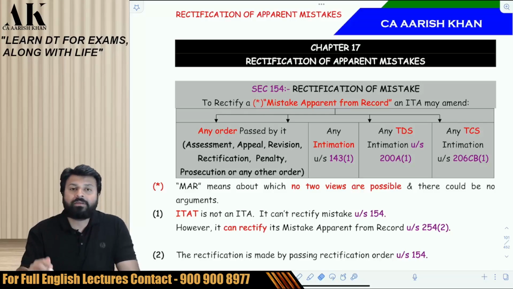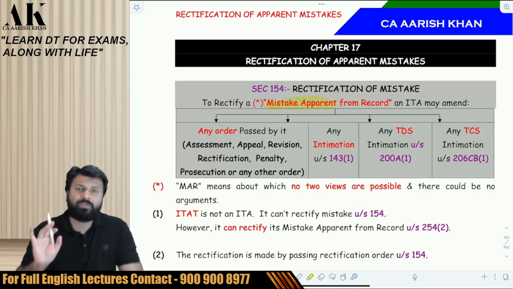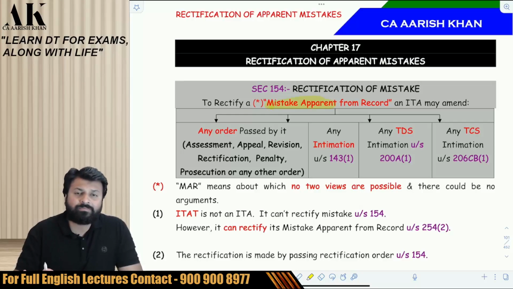If there is an apparent mistake made by the department itself, then the department also can go for what? Rectification of an apparent mistake. So first thing which we need to understand over here is what kind of mistake can be rectified. The mistake should be very apparent, which is very obvious. Some mistake which is very obvious will be called an apparent mistake. A debatable mistake cannot be called an apparent mistake. A mistake, first of all, has to be a very obvious mistake, which any two persons in the world can vouch for and say that yes, it is a mistake.